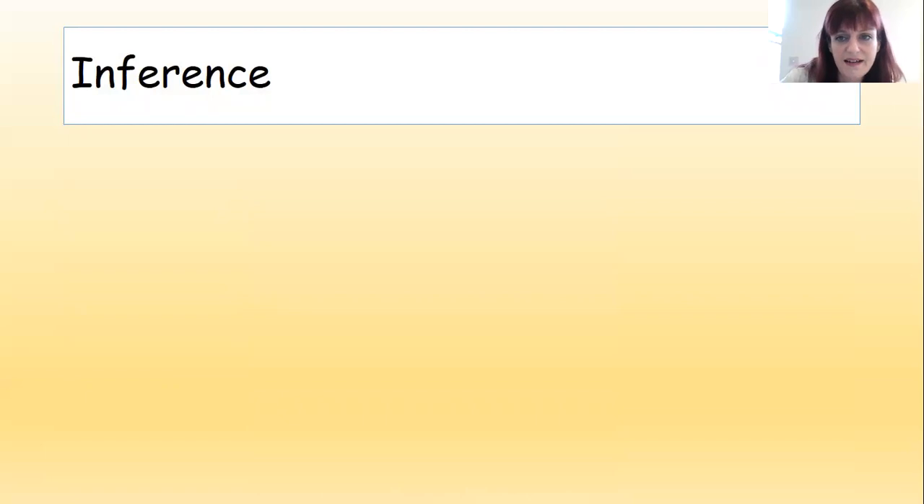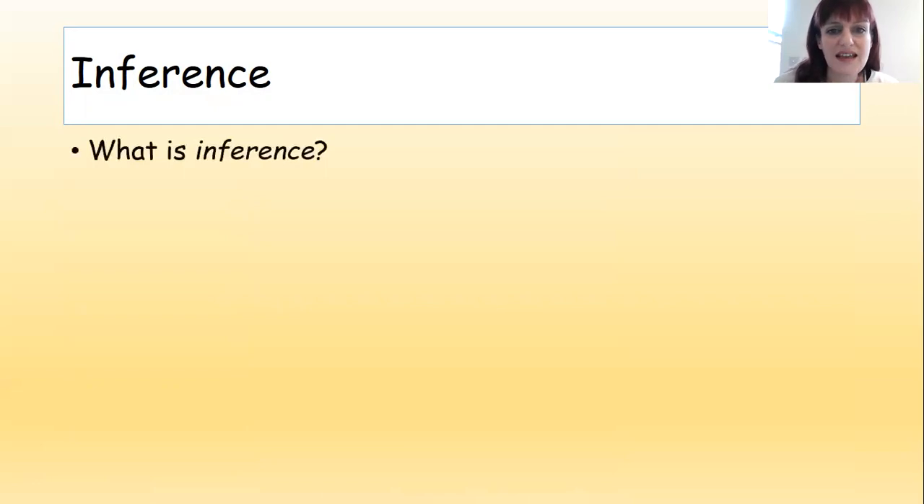Oh dear. At least Oliver's okay. That's quite a good thing. Okay, inference. Let's have a look. What is inference? Have a 30-second think to see if you can remember and come up maybe with a definition that describes inference for me.